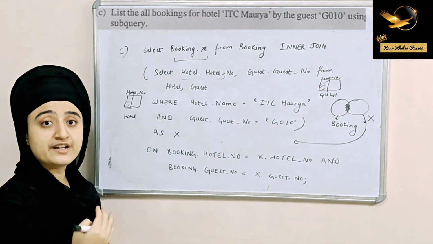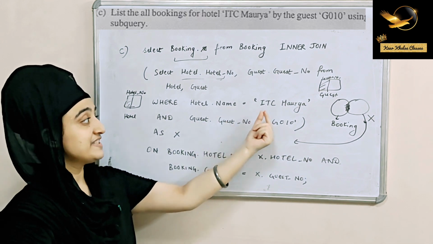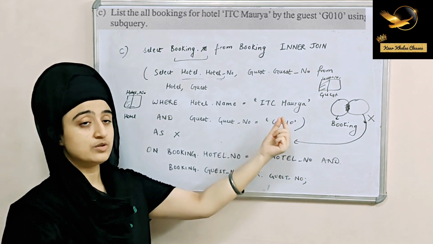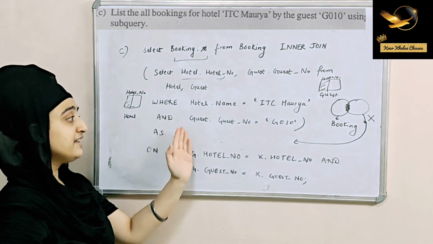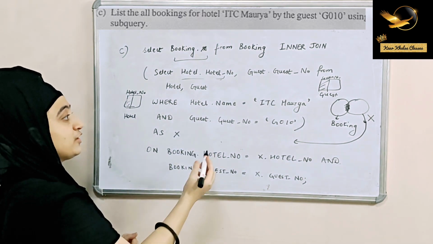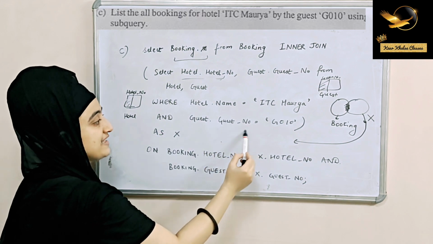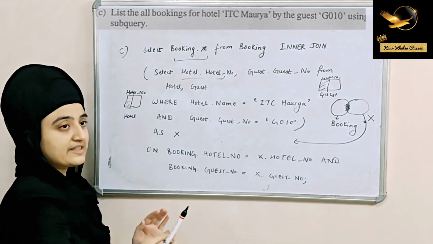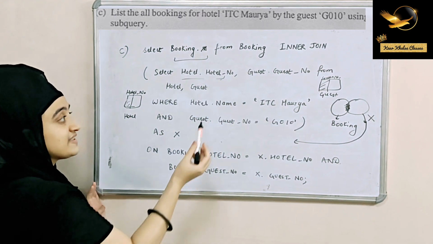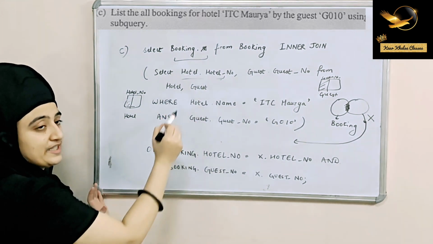Now we have to apply the condition which is given in the question. So where hotel dot name is equal to ITC Maurya, this is already given in the question that hotel name should be ITC Maurya and guest number should be this. So that's why I mentioned it here that hotel dot hotel name is equal to ITC Maurya, already given, and guest dot guest number is G010, that is also already given. So this complete query, or you can say subquery, is written as X. So this is the name given to this subquery.